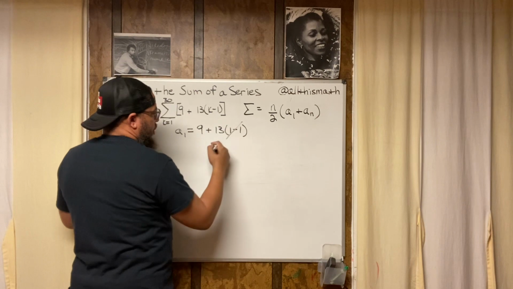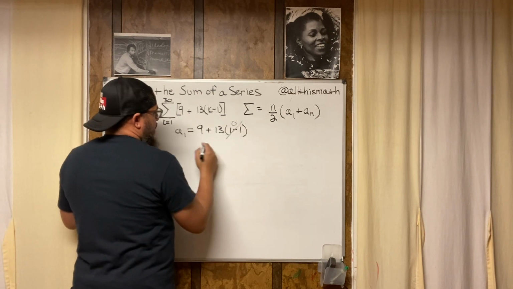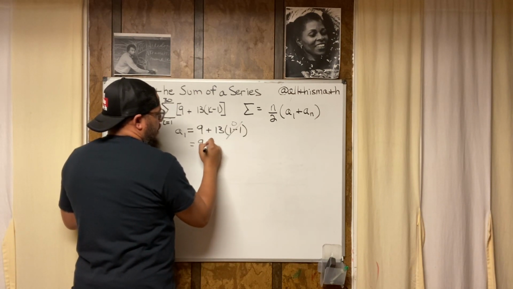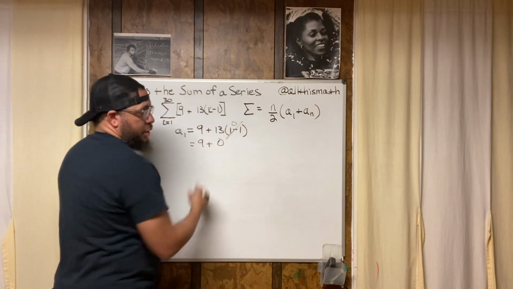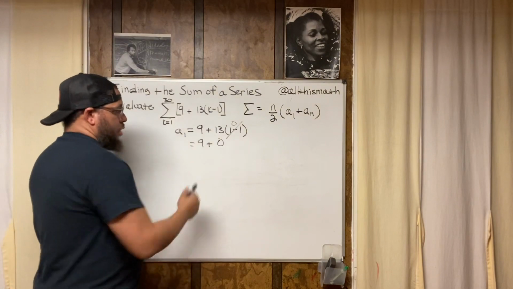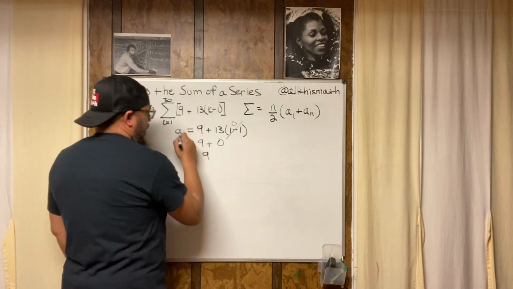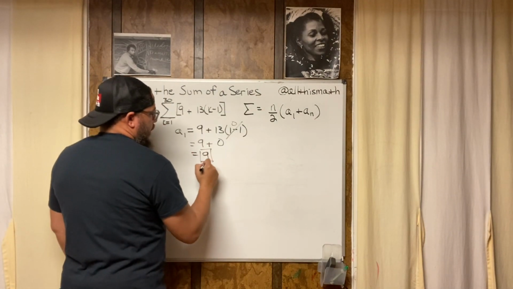1 minus 1 is 0. So now we've got 9 plus 0. And where does 0 come from? 13 times 0. Any number multiplied by 0 is 0. So that gives us 9. So my a sub 1 is 9, right?